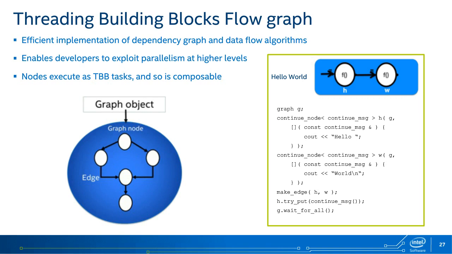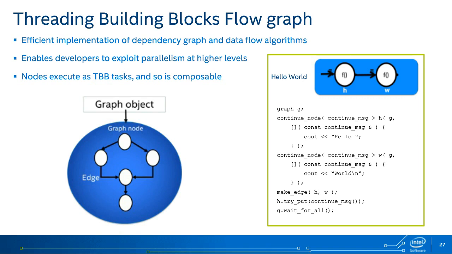Coming back to our hello world example on the right, we create a graph object. This is our handle to the activity in the graph. Then we're going to create two nodes. These are particular flow graph API node types that are useful for representing dependency graphs. We create a continue node named H, and we pass to it a reference to the graph it belongs to and a C++ lambda expression that represents the work it does. In this case, it just prints hello. Likewise, we create a second node, W, that also receives a reference to the graph it belongs to and a C++ lambda expression for its work, which is to print world.